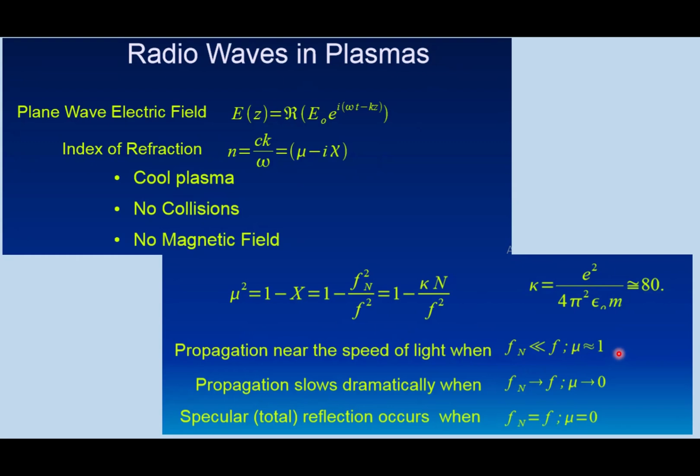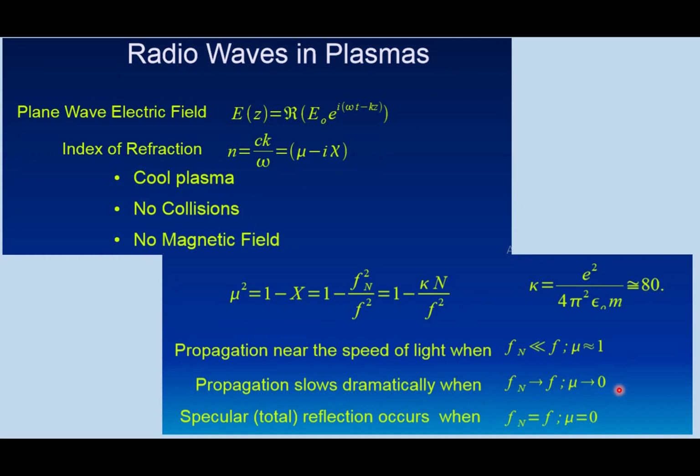Now, when the plasma frequency Fn approaches the wave frequency, under that condition, the mu tends to 0. When plasma frequency approaches wave frequency, mu tends to 0. So, in that situation, the propagation is dramatically slowed down. And under the condition when the plasma frequency is exactly equal to the wave frequency f, from this formula, you can find that the refractive index or index of refraction mu will be equal to 0.